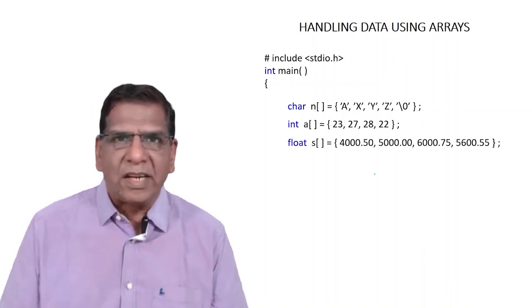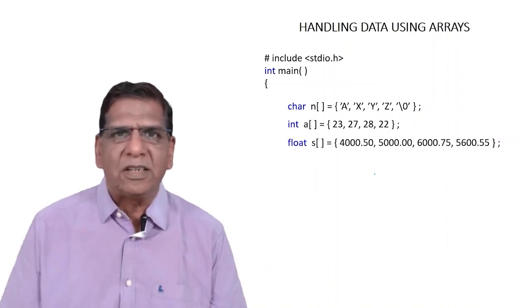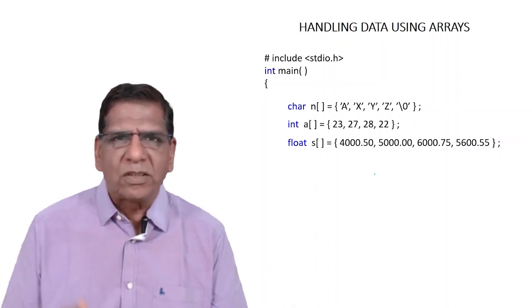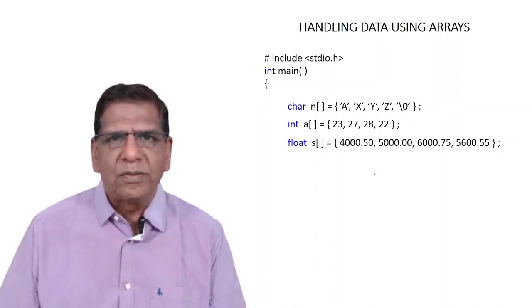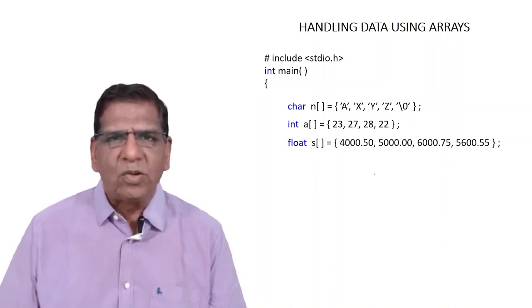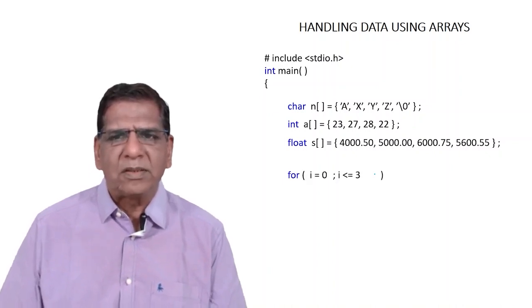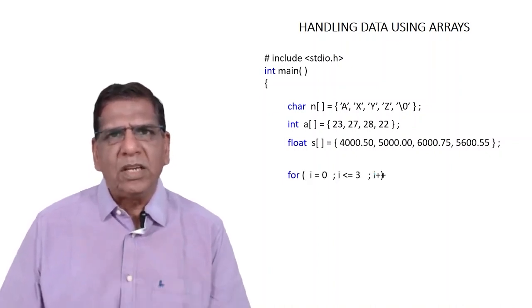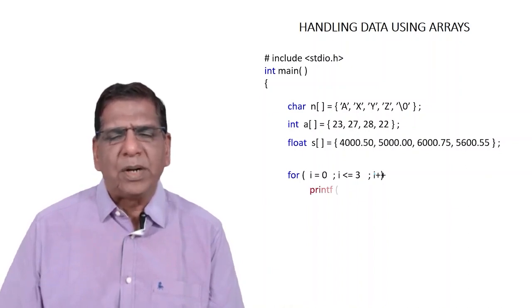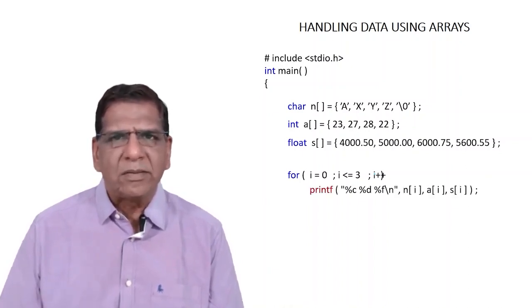Reason why we prefer these arrays is processing of an array is very efficient. If you have to go to every element of an array, we have to just iterate through that array using a loop. For example, in this case, if we have to print the records, all that we need to do is employ a loop which says for I equal to 0 to I less than equal to 3, I plus plus. Why less than equal to 3? Because totally there are 4 records, 0 to 3, 4 records. Each time through the loop, I can print out Ni, Ai and Si.